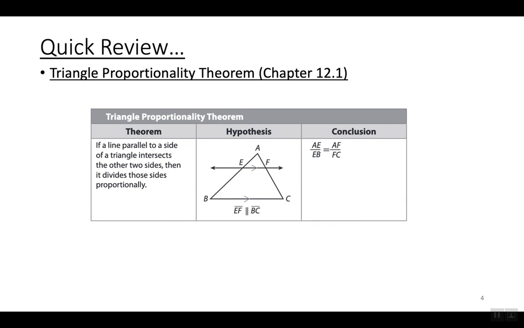There's also the triangle proportionality theorem, which states that if a line parallel to a side of a triangle intersects the other two sides, then it divides those sides proportionally. All right, so if this line right here is parallel to this line right here, then it's going to divide the sides of the triangle proportionally, and this proportion is going to exist.